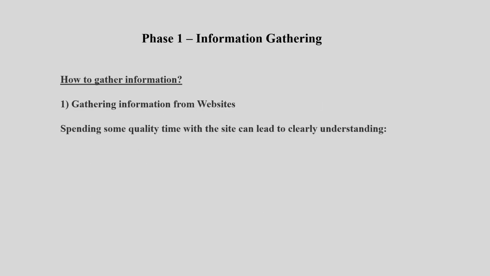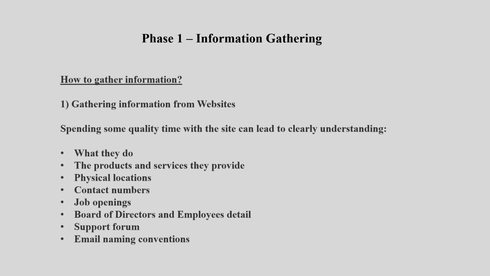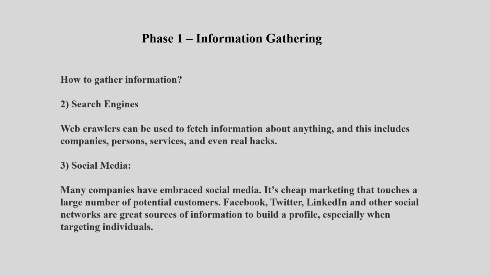Let's see how to gather information and what the sources are. The first source is gathering information from the website. Spending some quality time with the site can lead you to clearly understand what they do, the products and services they provide, physical location, contact numbers, job openings, board of directors and employee details, support forum, and email naming conventions. So it is really easy to gather the information, right? You just need to go to the target website and find all this information there.